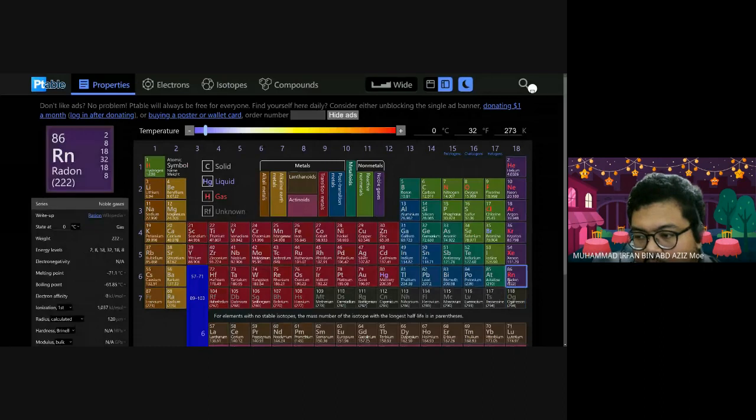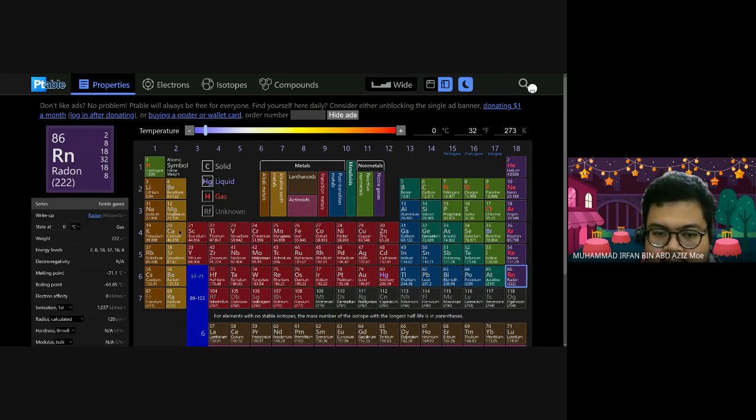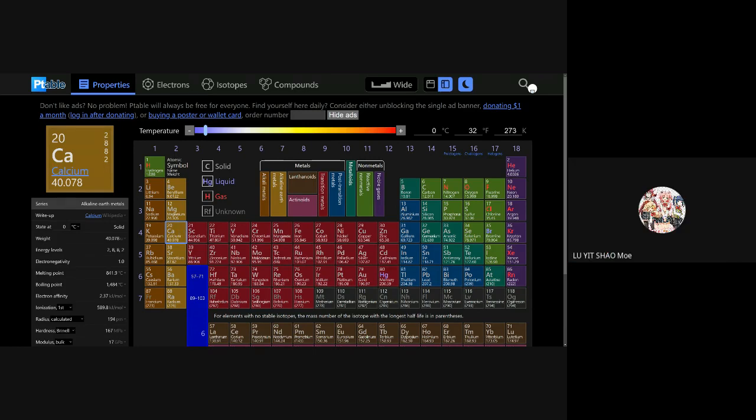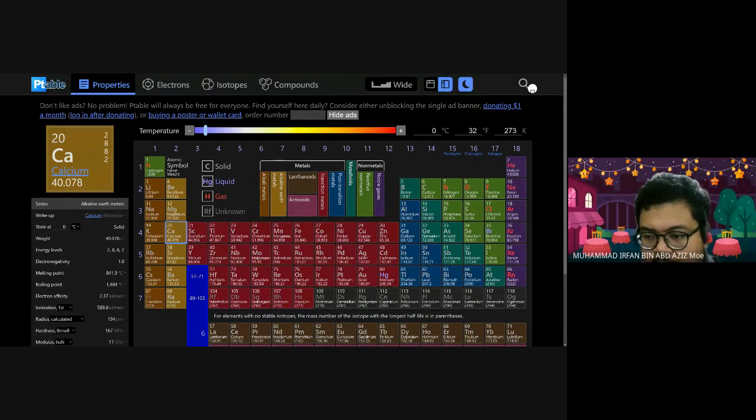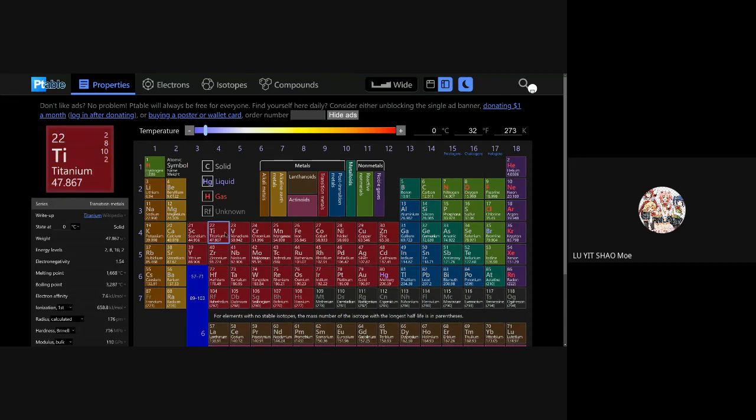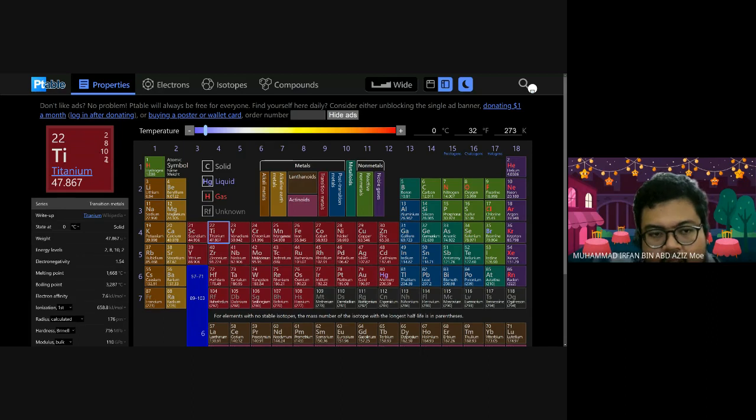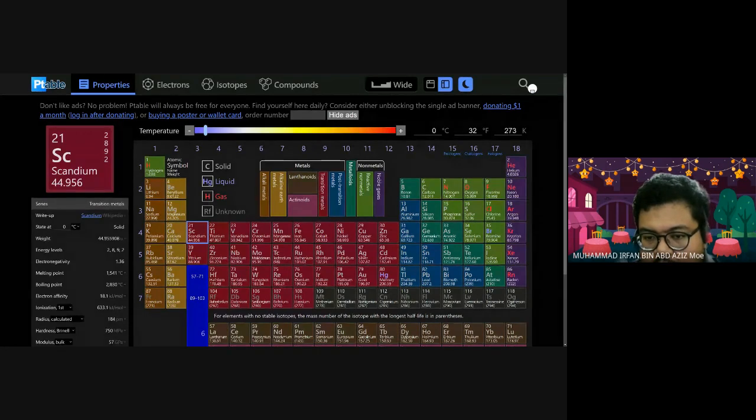But for easier, you just need to remember elements 1 until 20, calcium. So you will remember 2, 8, 8. It's going to change after that, for those with a lot of electrons. For example, titanium. For transition metal, we cannot use the group number to determine how many valence electrons they can donate or receive, because transition metals have multiple oxidation states, so they can donate different numbers of electrons.